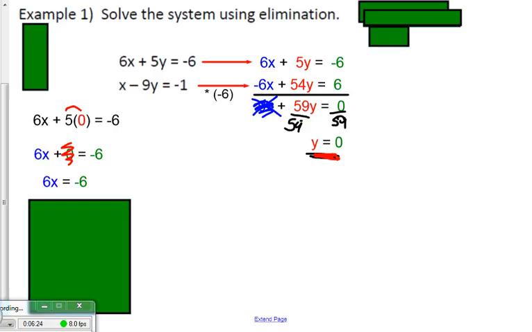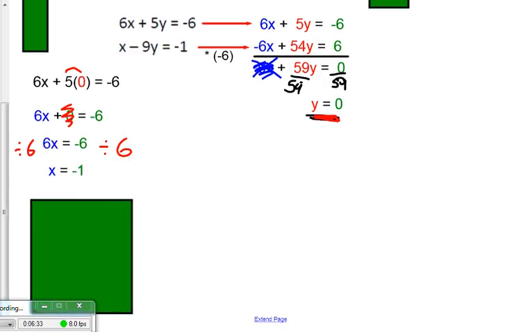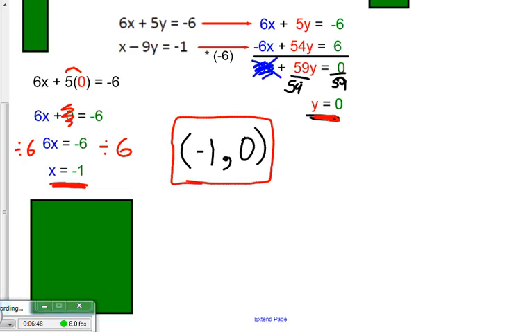So to get rid of that, I need to divide by 6 on both sides of my equation. When I do that, I get x equals negative 1. So in this case, we would say the solution to this system is negative 1, 0. This is going to be the point where both equations cross. Again, if we were to graph our two lines, they would cross each other at the point negative 1, 0.